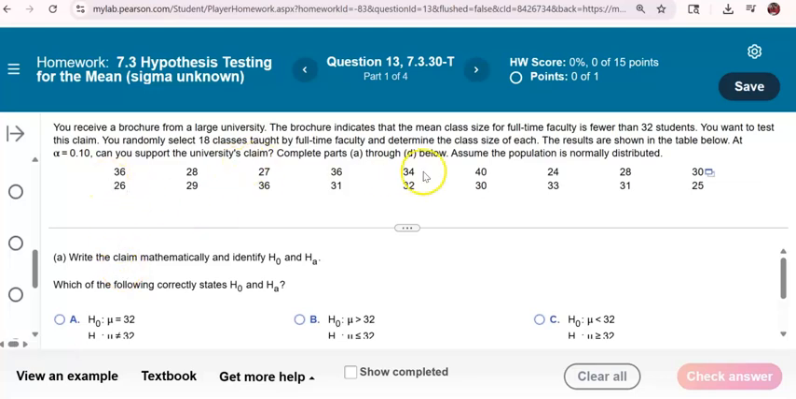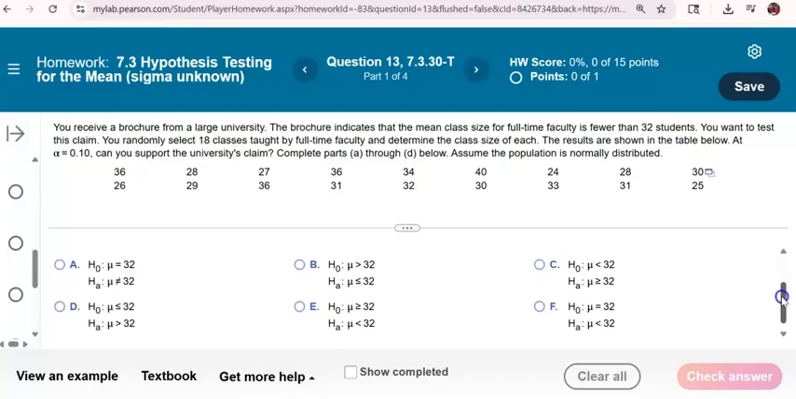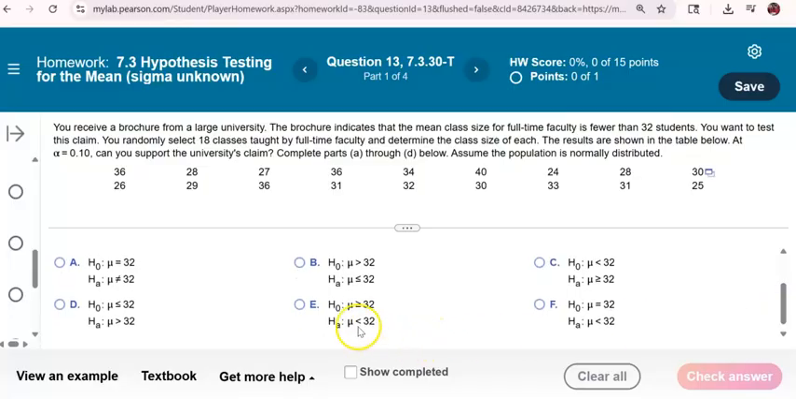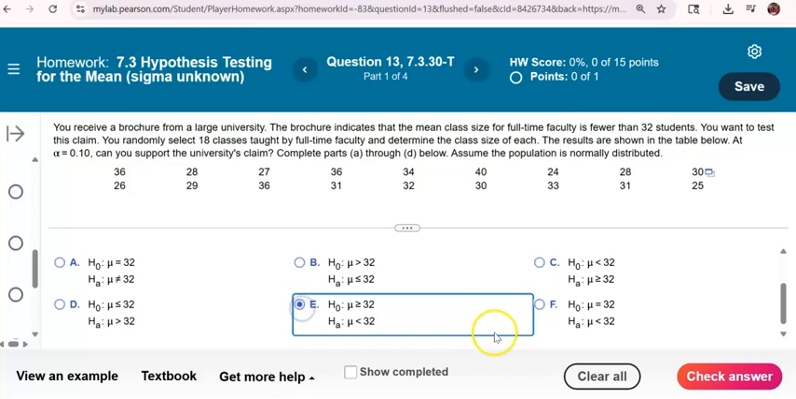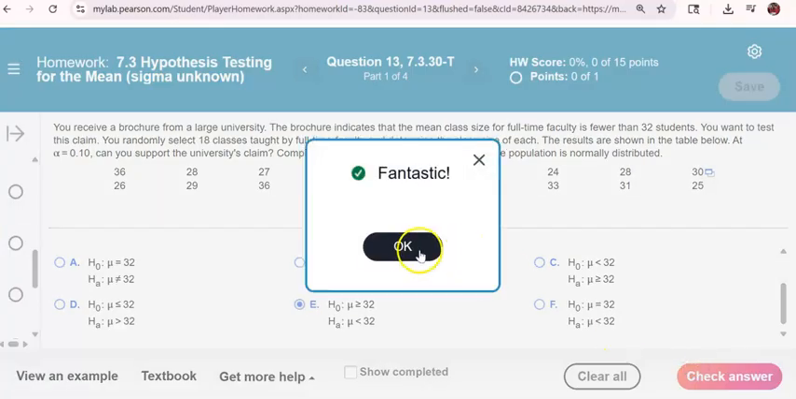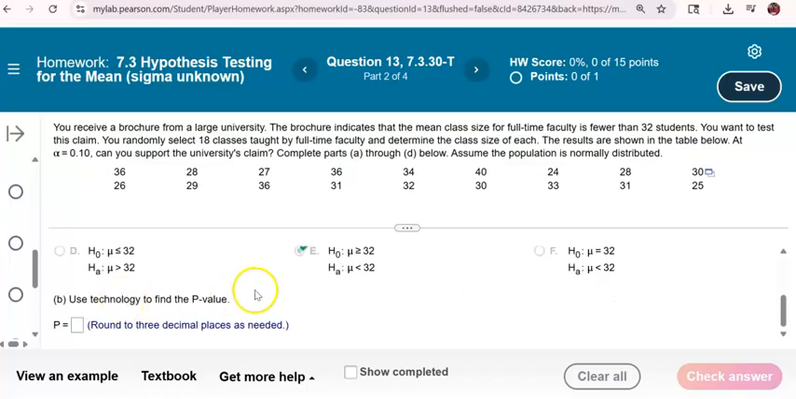All right, let's look at how to do this problem where it's asking us to test the claim that fewer than 32 students is the mean class size for a full-time faculty. So that's the alternate hypothesis. That's a less than 32. So this is a left-tailed test. So we're looking for the less than 32 in the alternate, and that would mean greater than or equal to 32 is the null. And then we want to find the p-value.